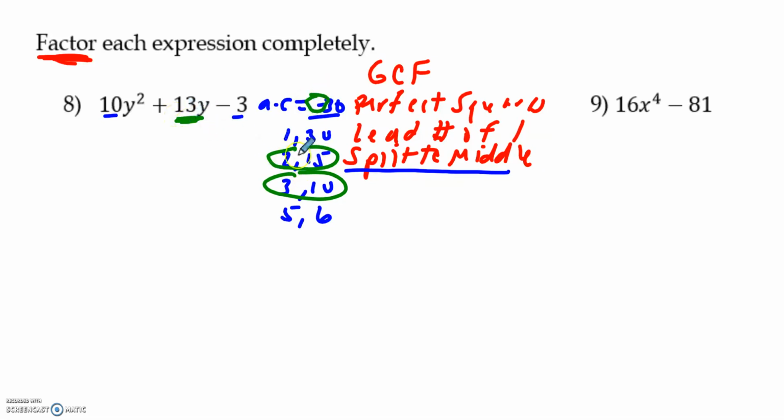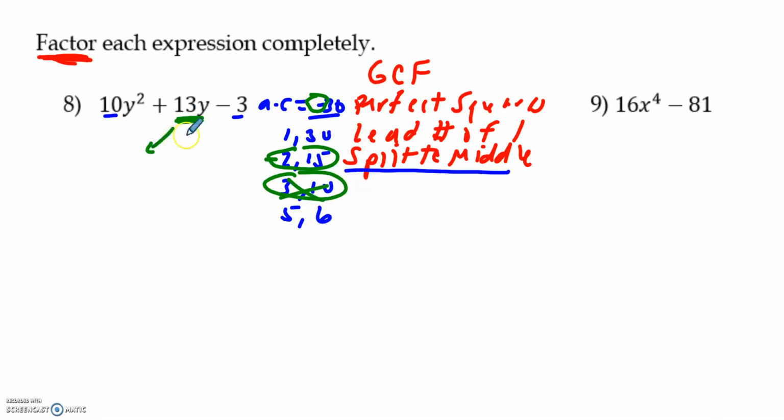If I want positive 13 out of this pair, that would be 15 minus 2. And negative 2 times positive 15 is negative 30. So that might be our winner. But just in case, let's check this one. In order to get a positive 13, both the 3 and the 10 would have to be positive. Because positive times positive is not negative, this is not my pair.